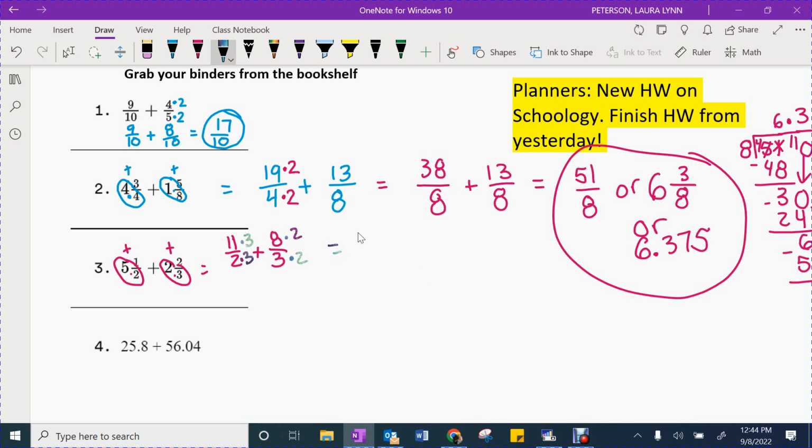What does this give me? 33 over 6 plus 16 over 6. From here, I'm going to add 33 and 16, and I get 49 over 6. You could leave it like this. You could make it a mixed number, or you could write it as a decimal. For time today, I'm just going to pause here and stop with my improper fraction.